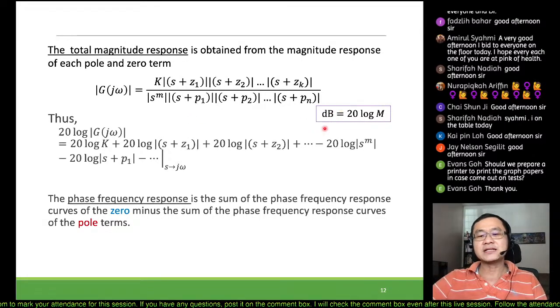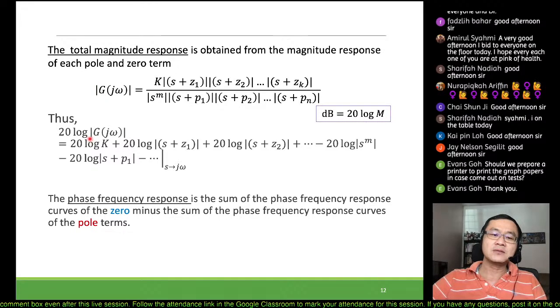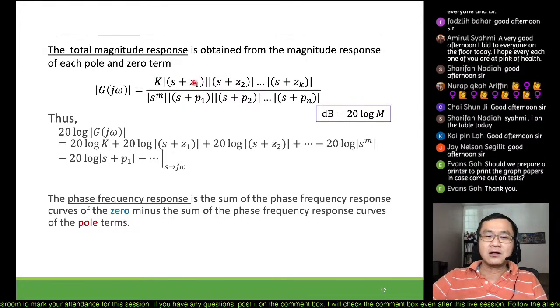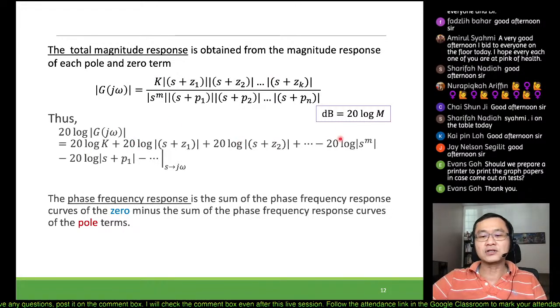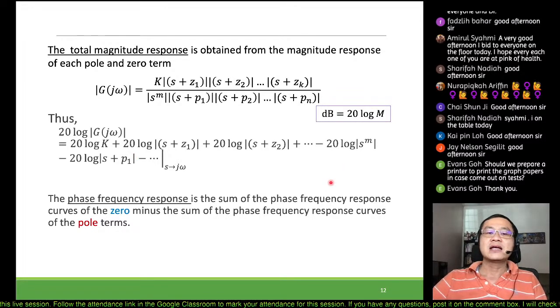So when we express the magnitude in terms of dB, we just take 20 log of our whole magnitude. If we want to do this particularly, since this is multiplied, we have log K and log this and log this and log this. So when we multiply, it's actually additions of all these things. When we divide, it becomes minus, minus and minus. So this is how we can total up the magnitude response obtained for every single pole as well as the zero terms.